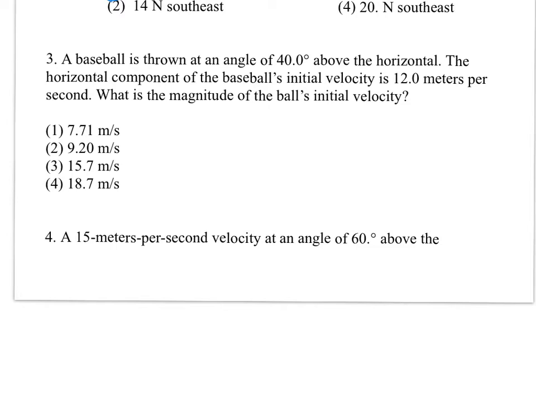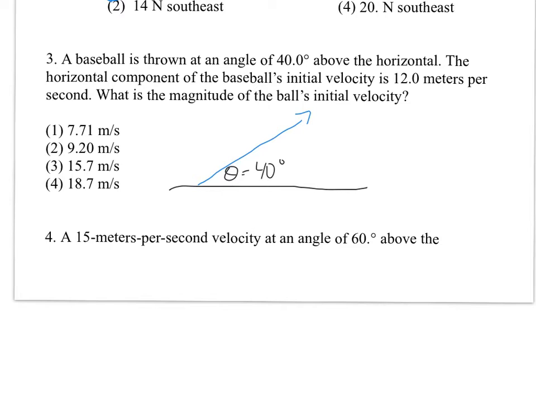A baseball is thrown at an angle of 40 degrees above the horizontal. The horizontal component of the baseball's initial velocity is 12 meters per second. What is the magnitude of the ball's initial velocity? Okay, so let's draw out the angle here. So we have the initial velocity drawn here, above the horizontal at an angle of 40 degrees.